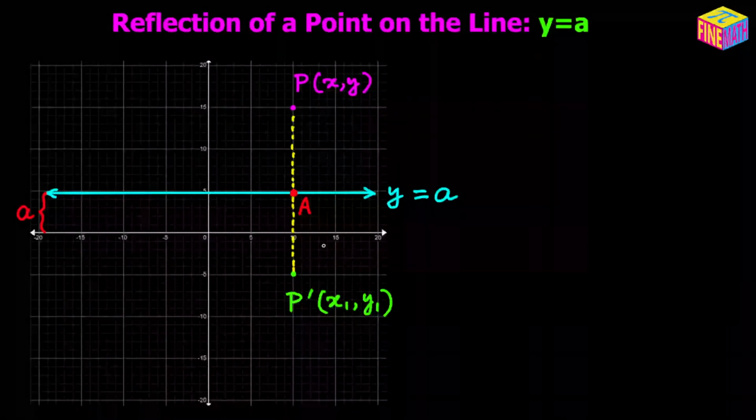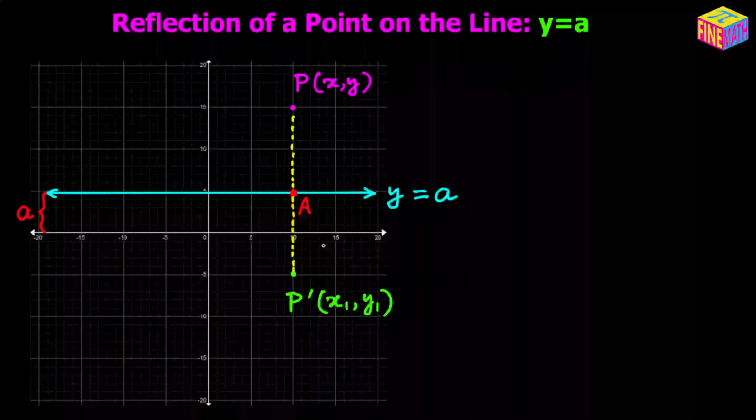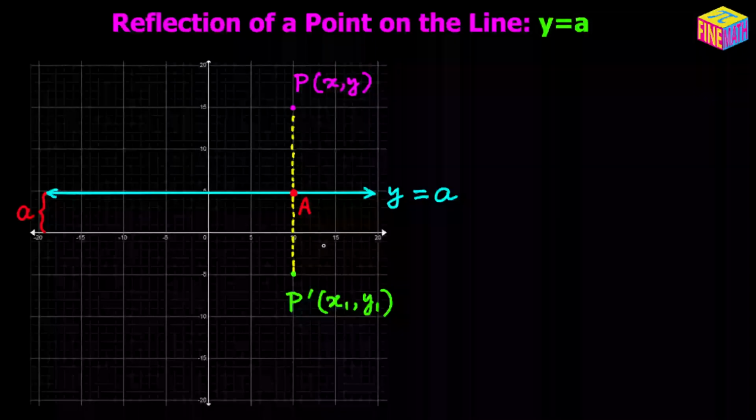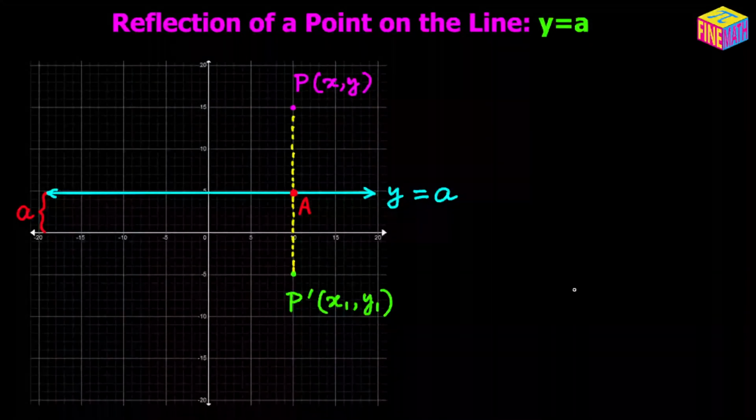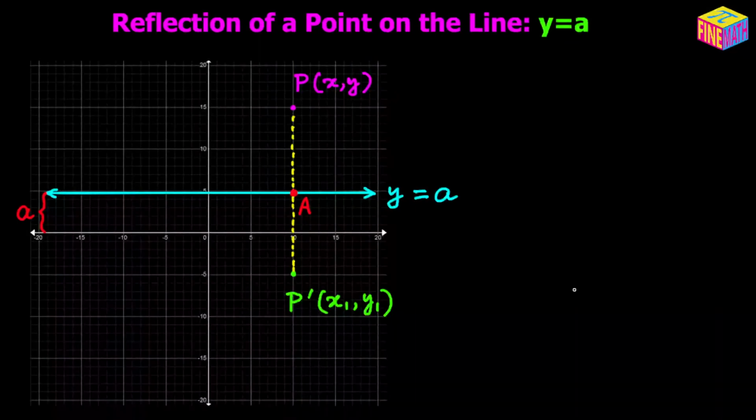Hi everyone, in this video we are going to discuss the reflection of a point on a line which is parallel to the x-axis, and let's say the equation of the line is y equals a, where the lowercase a is the distance between the x-axis and the line. That's the perpendicular distance between the x-axis and the line.